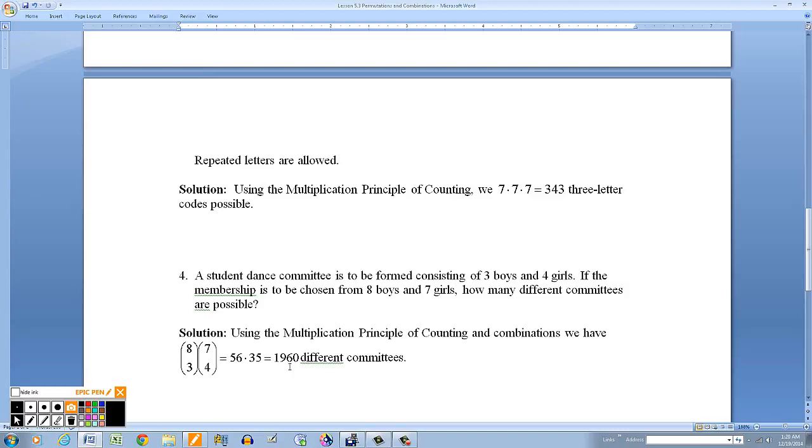It's important here to note that we're dealing with committees, so in general, that's dealing with combinations because order is not important. The only way it would be important is if you're selecting, say, a president, a vice president, and a secretary. But this is just members of a committee, so the order is not important. That's why we can treat it as a combination. And based on the way it's stated, we use the multiplication principle of counting.